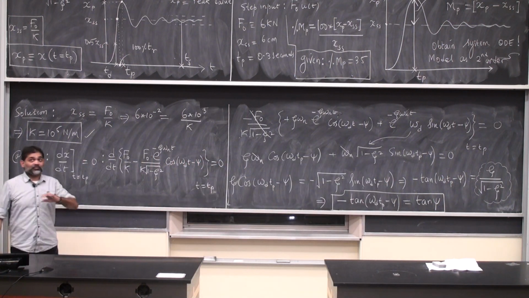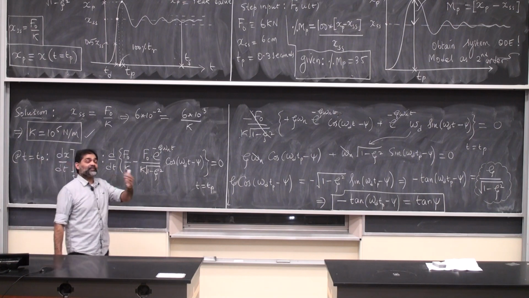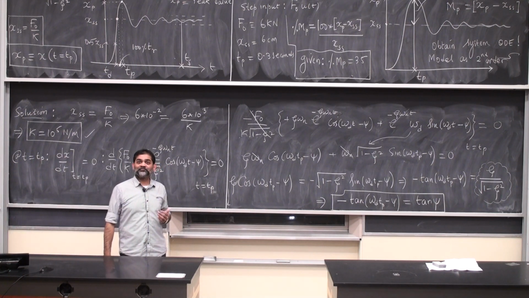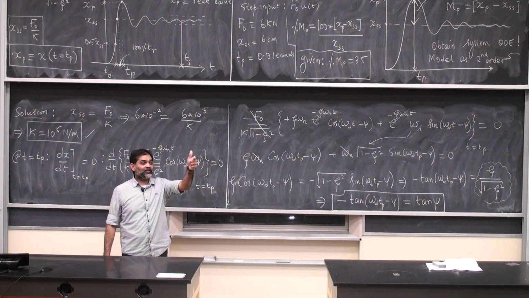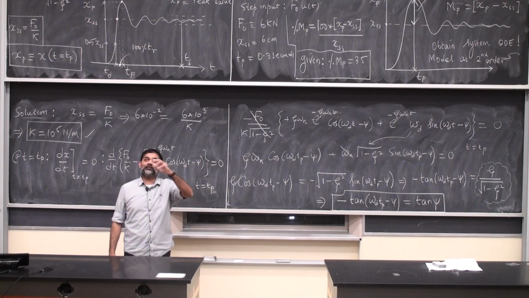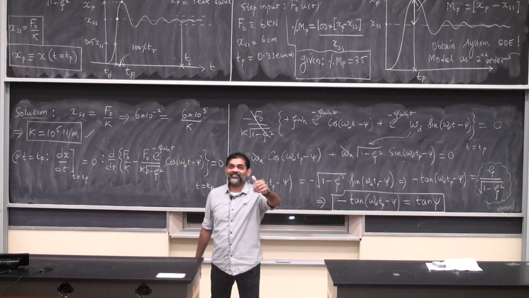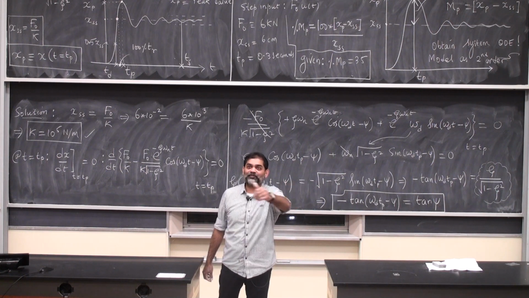So 0 is the right answer, that's correct. I'm not discounting that. Can I have another answer besides that? Yes? 2 pi? 2 pi. Somebody between 0 and pi? What's between 0 and pi? 2 pi.